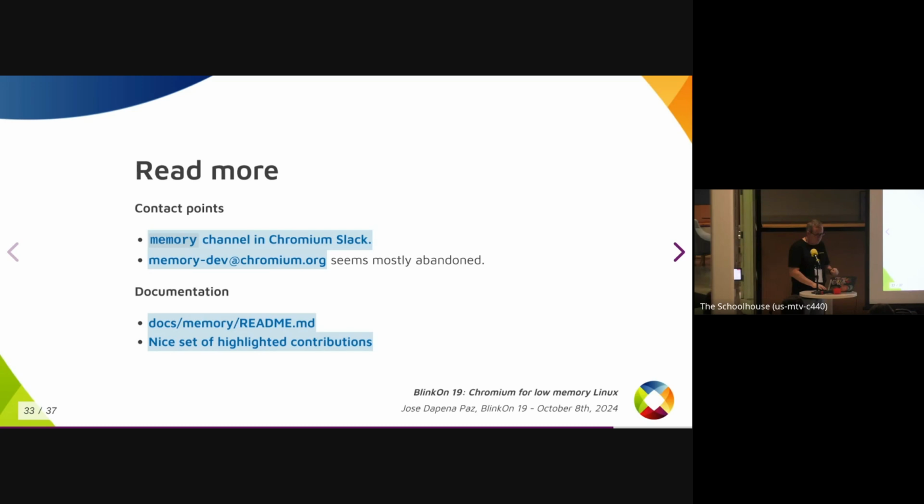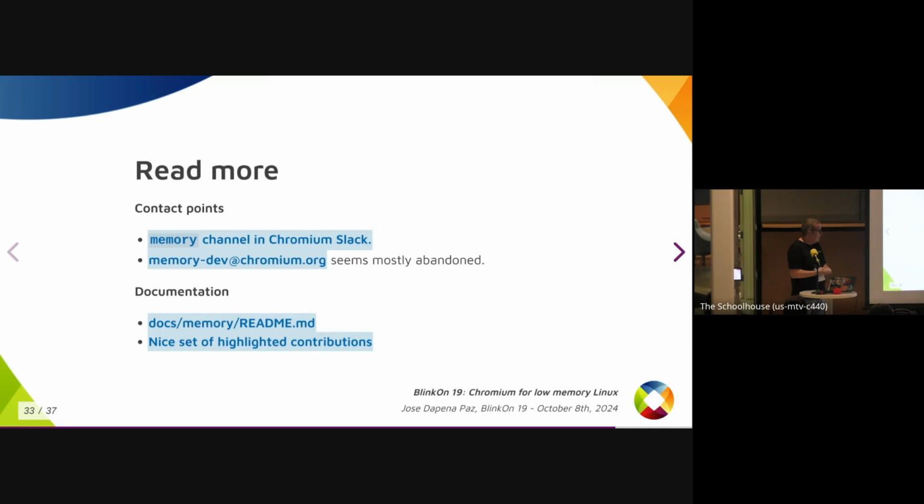So wrapping up, this is kind of a list of contact points, but they are not working very well because there's not much activity around them. So we have the memory channel in Chromium Slack. There's not much activity there. There's the Google Group memory-dev. I think it hasn't seen a message in 2 years, so it's mostly abandoned.